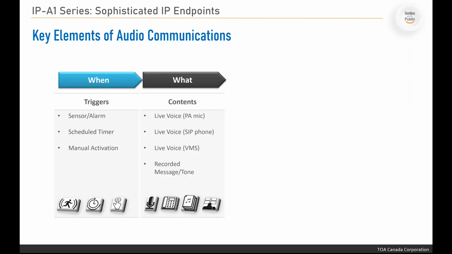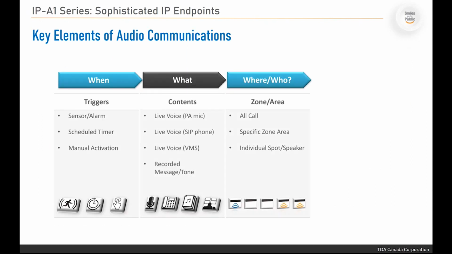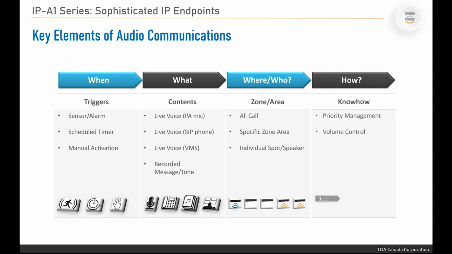This takes us to the key elements of audio communication. Firstly, we start by identifying the system element that specifies when the audio communication is triggered. In our case, we mentioned the sensor alarm, a scheduled timer, or manual activation. Then we move to the question of what is the content that's being triggered. It can be a live voice, PA mic, SIP phone, VMS, or even a recorded message or tone.